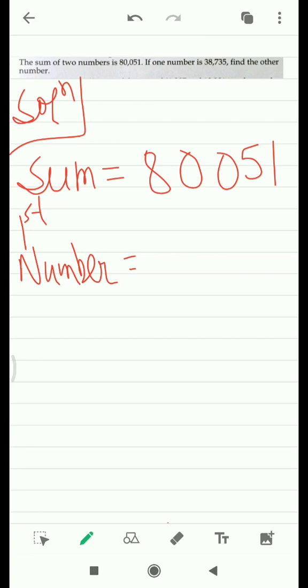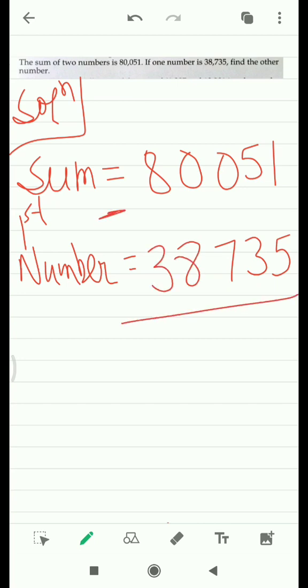that is 38,735. After subtracting them, what are we going to get? We're going to get the second number.